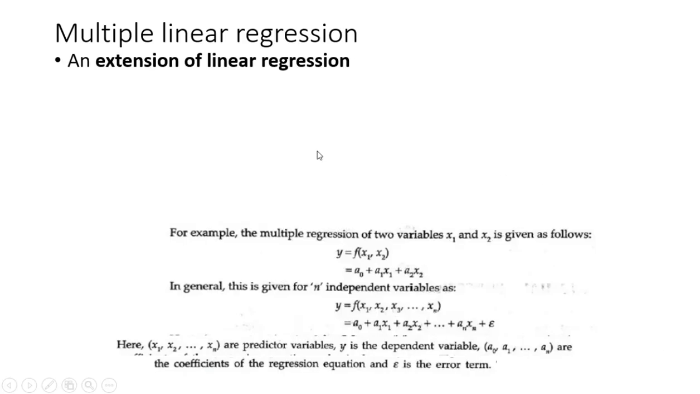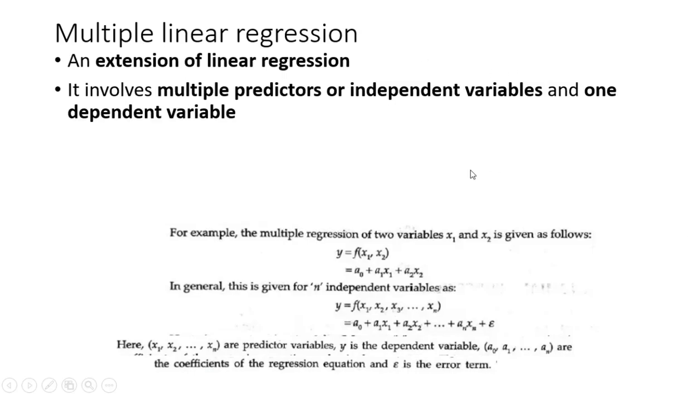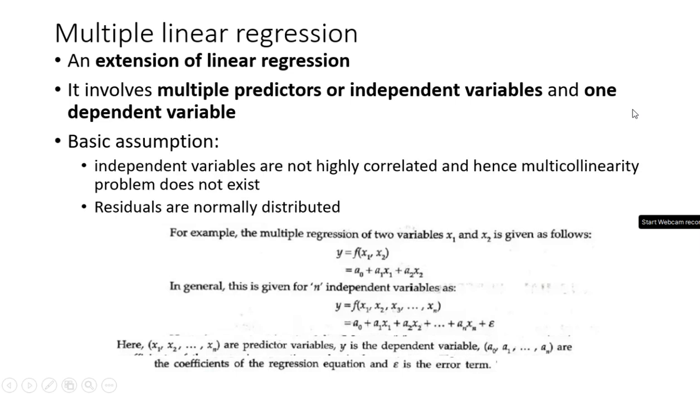So coming to what is multiple linear regression, as the word itself says, it's a multiple linear regression. That means it's an extension of linear regression. So here we will have the differences. We will have multiple predictors or independent variables, but we will have just one dependent variable.